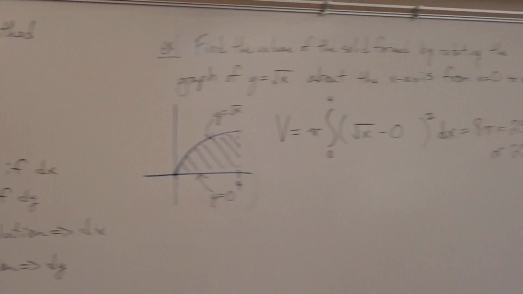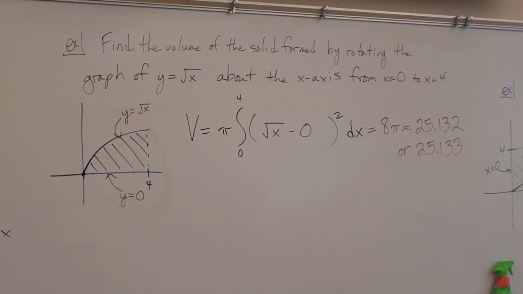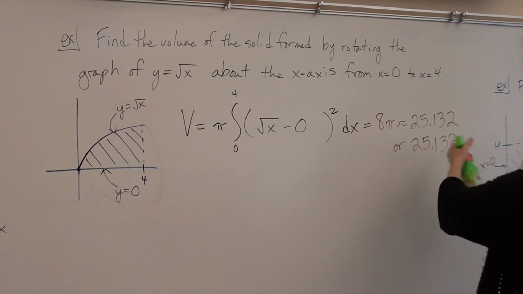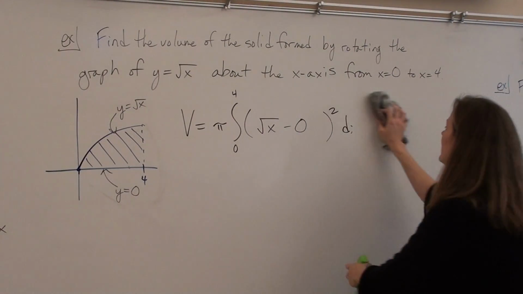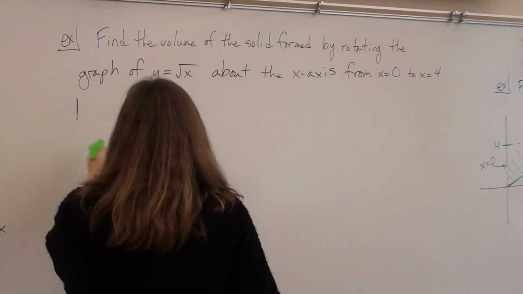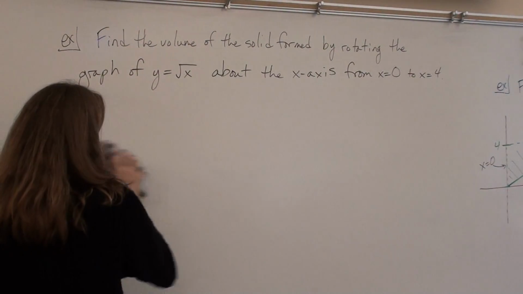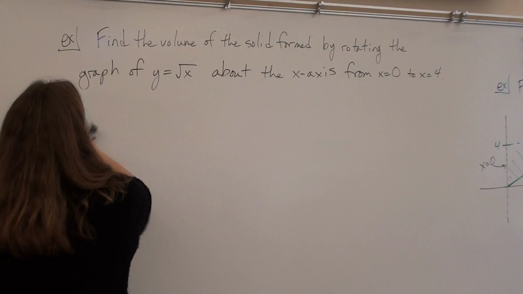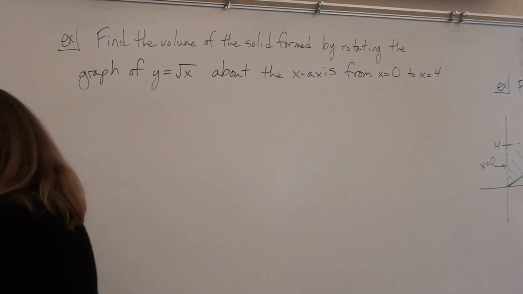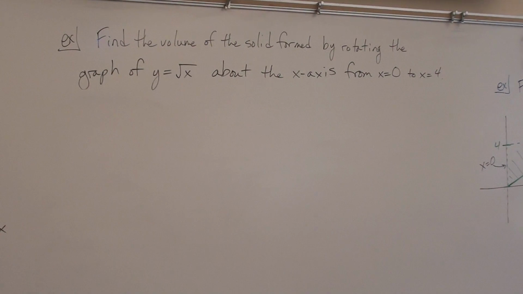All right, last example. The axis of rotation does not have to be the x or y axis. They can have the axis of rotation be any line they want. It'll always be vertical or horizontal. They're not going to revolve about some diagonal line somewhere. So let's do one that's revolving about a different line.